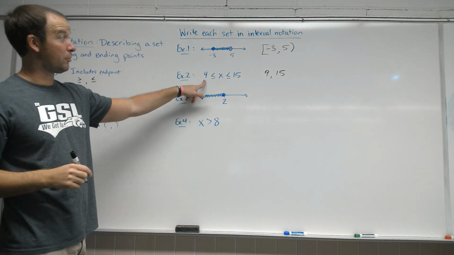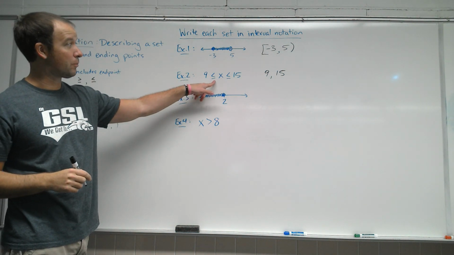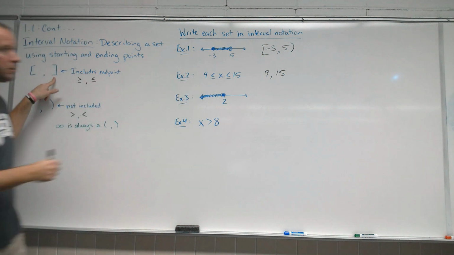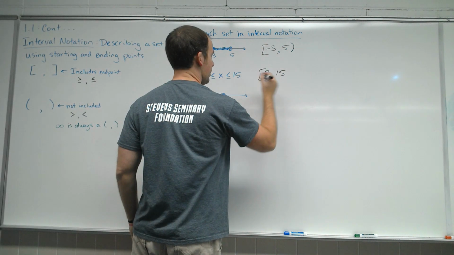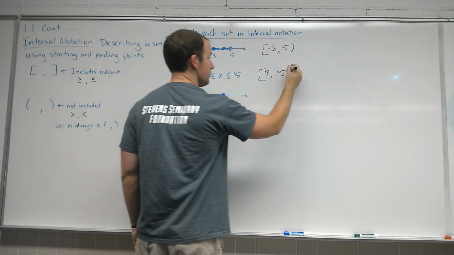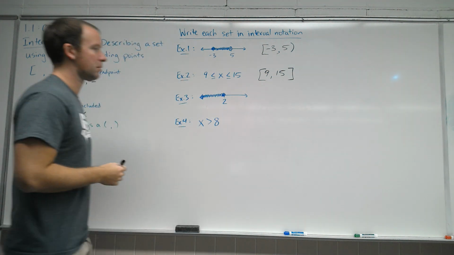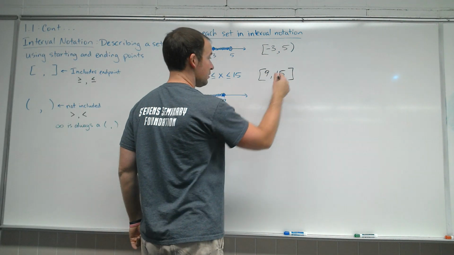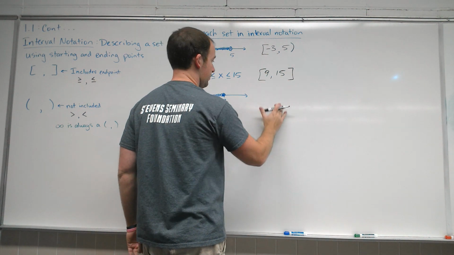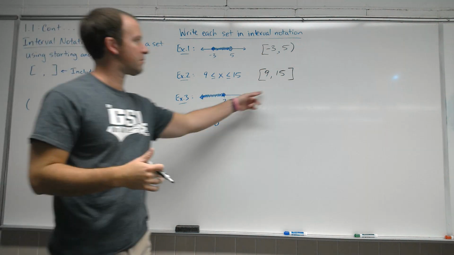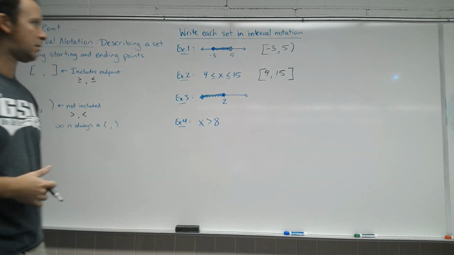Is the 9 included? Well, it's equal to. So yeah, the 9 is included. Use the bracket. The 15 is also equal to, so also bracket. So these are the numbers that go from 9 to 15, including both of them. And so what is this set? This set is actually the set of stripes from the set of pool balls. From 9 to 15, including both of them, are the set of stripes.